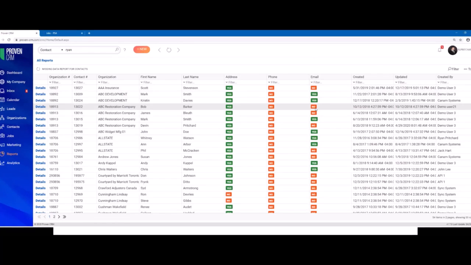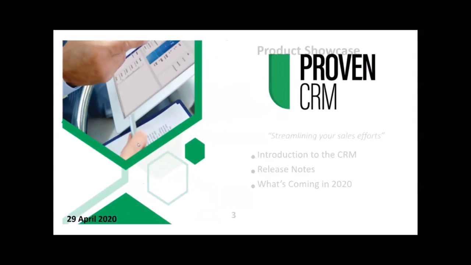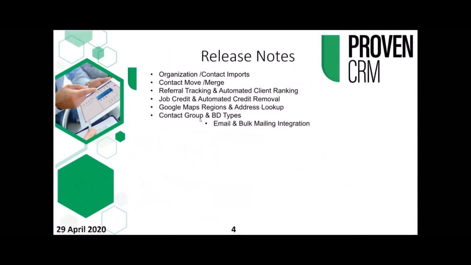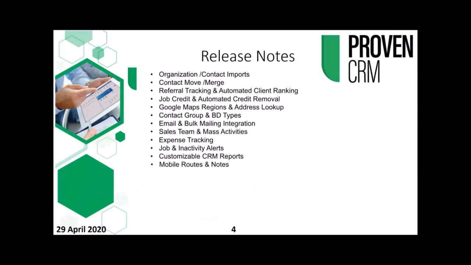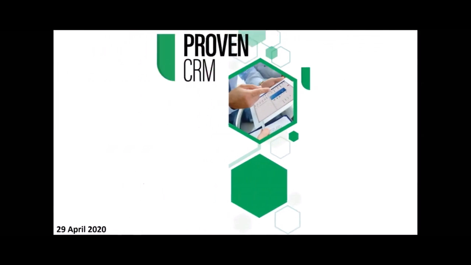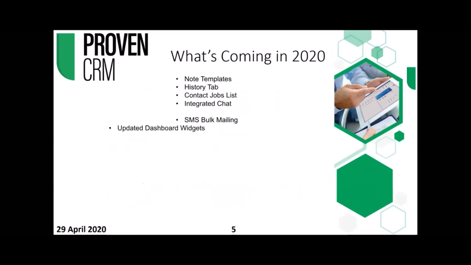Now, as far as items that we are working on and coming into our pipeline, in here I'm going to include the release notes. Obviously, we didn't touch on all of these in today's presentation, but I will tell you that since launch, we've implemented over 400 changes in the CRM. And this is just a summarized list of what we've actually updated in the system. As far as what's coming, we talked already about the note templates. That's actually already in the system and ready to go. It's in the live system today.